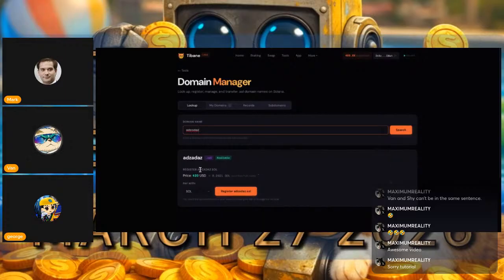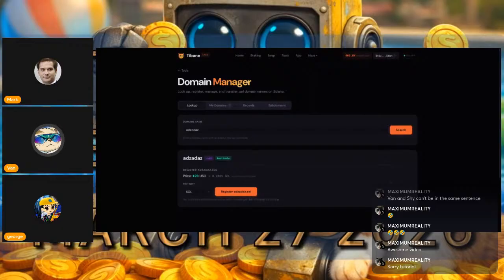That's the great part about Tibane Labs and Tibane.net: it's the tools for the ecosystem. Tools to support the average user are stacking up thick. So if you want to get a .sol, you can just go to Tibane.net and get it done. Or if you want to assign it to your program or your smart contract, do that as well.